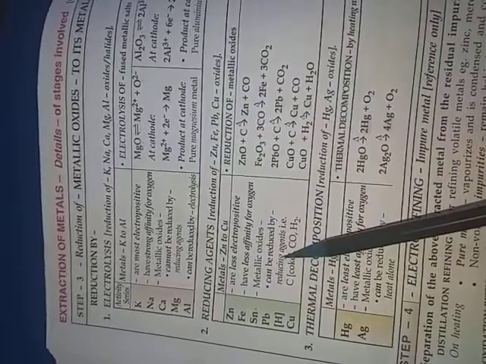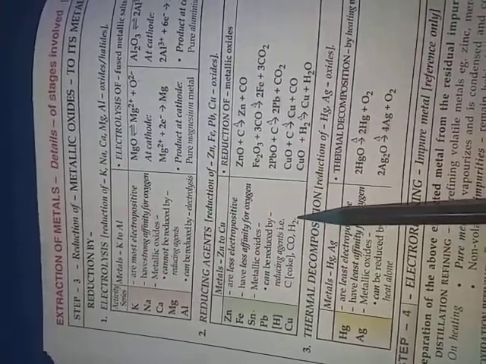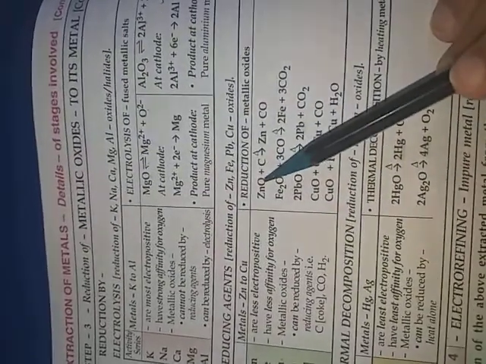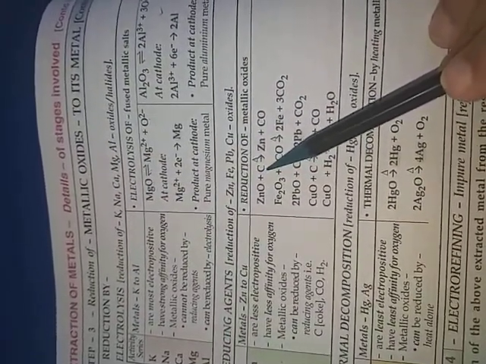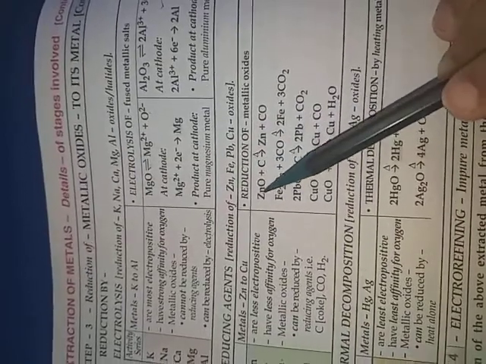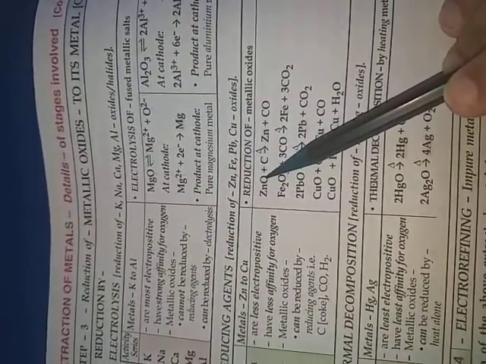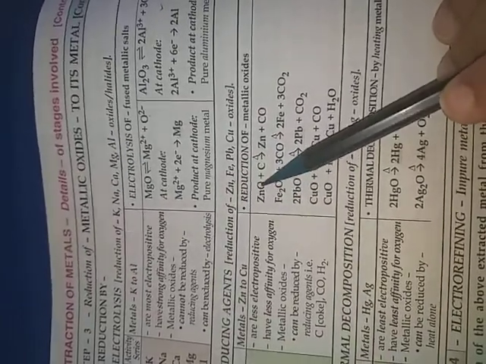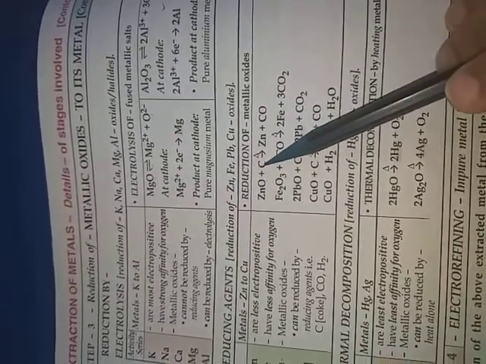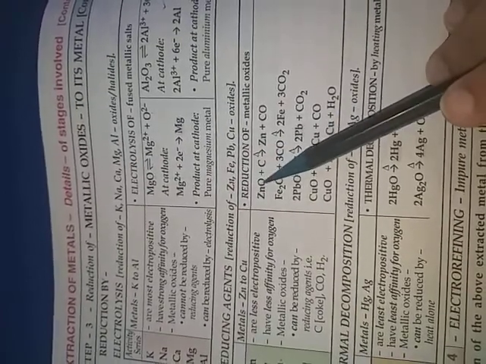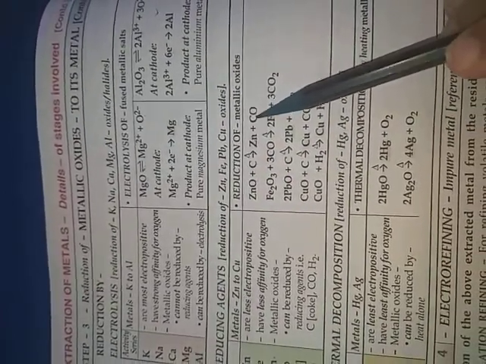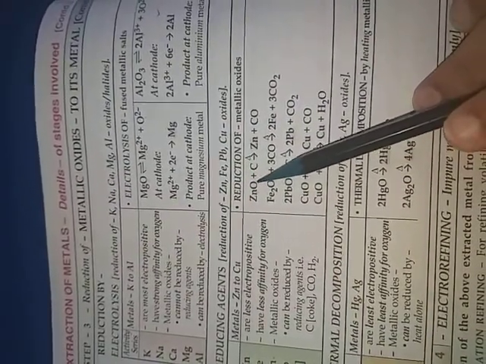Now these are the metals of middle reactivity. They are less electropositive, they have less affinity for oxygen, and their metal oxides can be reduced by using reducing agents like coke, carbon monoxide and hydrogen. Here we'll see the examples. Like zinc oxide: when we put coke to it and heat it, this zinc oxide will lose its oxygen; loss of oxygen is reduction. The oxide is reduced to zinc, and the carbon or coke will oxidize to form carbon monoxide. So here reduction of the metal oxide is taking place.